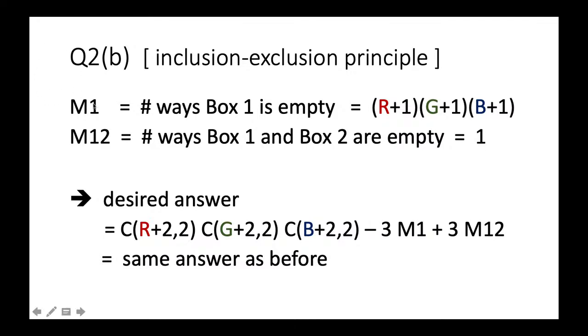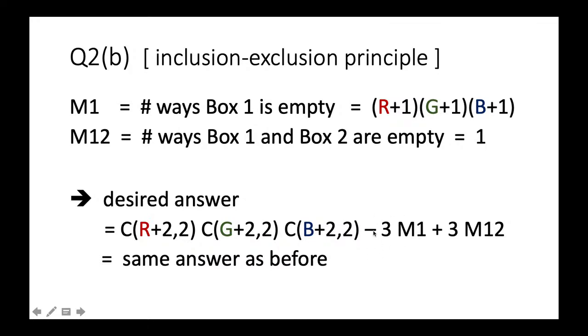We compute the number of ways that box 1 is empty, which we have already explained. It is equal to (r plus 1) times (g plus 1) times (b plus 1). And then the number of ways for M12, which is box 1 and box 2 empty, is the same as before, equal to 1. The desired answer starts from the total number of ways to distribute all the balls without any restriction. But the inclusion-exclusion principle tells us that we should minus the ways that box 1 is empty, minus the ways that box 2 is empty, minus the ways that box 3 is empty. So we are going to minus 3 times M1.